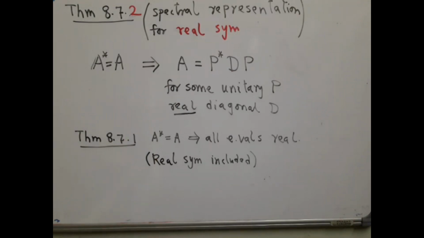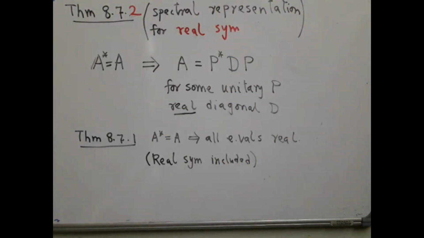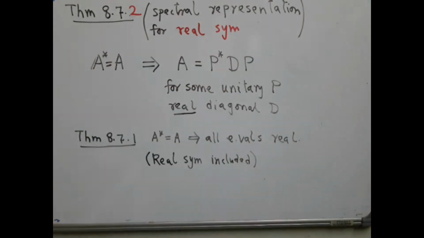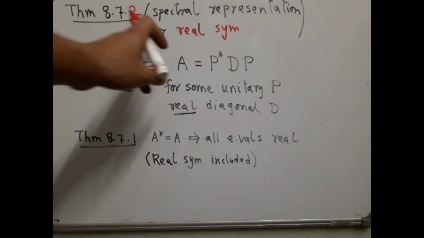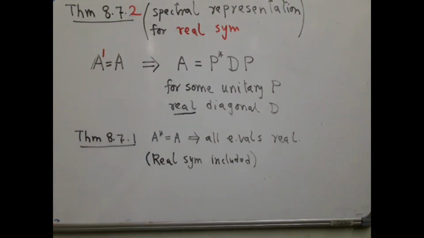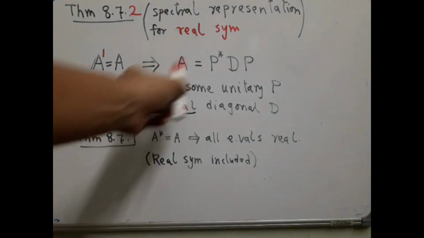Now here is another corollary, given as theorem 8.7.2, spectral representation for real symmetric matrices. We will just try to adapt the same theorem for real symmetric cases, because we are emboldened by the fact that even for the complex case we are getting real diagonal entries. So here I will be working with real symmetric, which means A prime equal to A. Then I should be able to write the same thing, but I want to make it stronger.